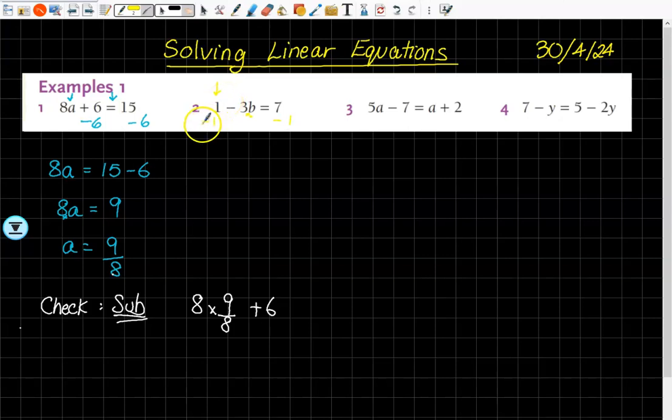What's 1 take 1? 0. So I'm left with? If you just write 3b, you're in trouble. You're right, it's negative 3b. You have to keep that sign in front. So I would write, that's gone, I write 7 take 1. And then my next line is minus 3b, 7 take 1 is 6.